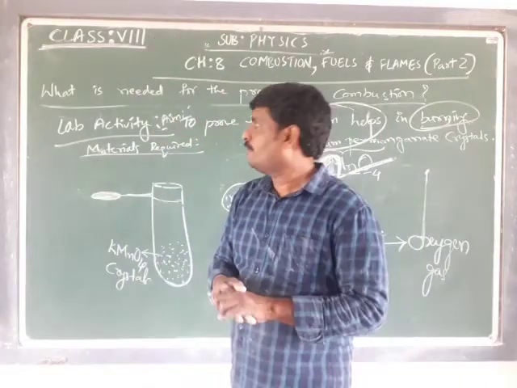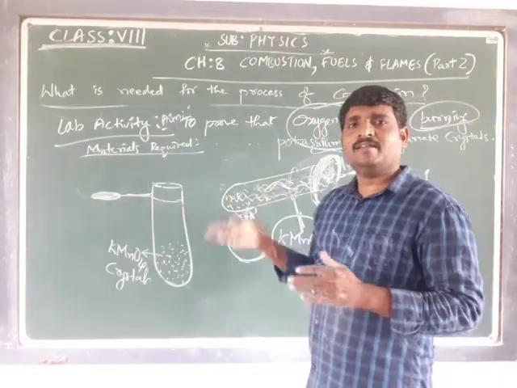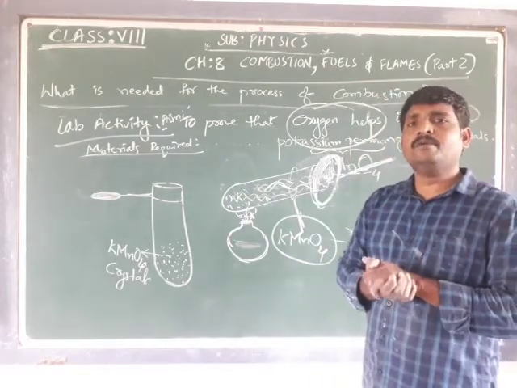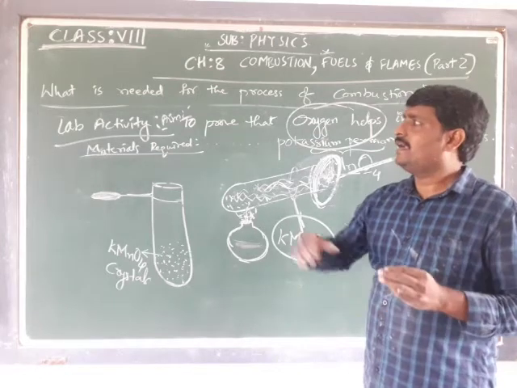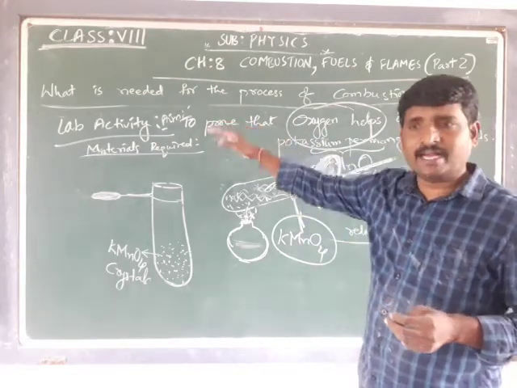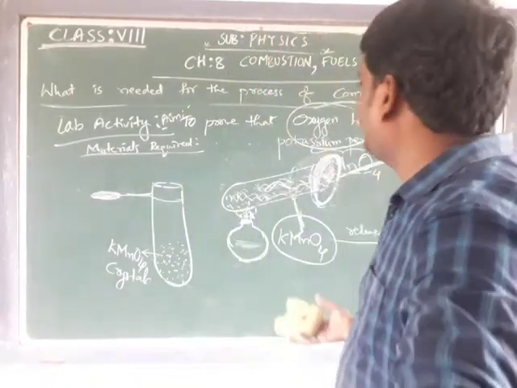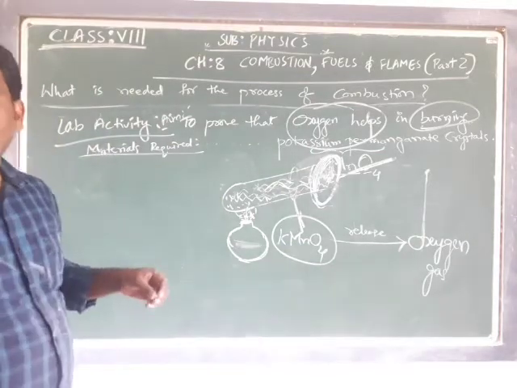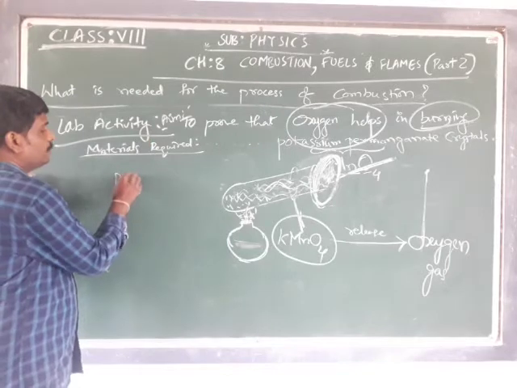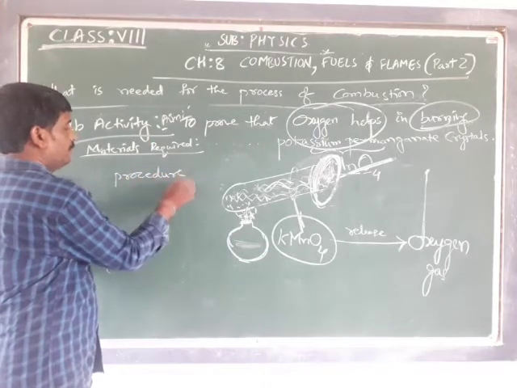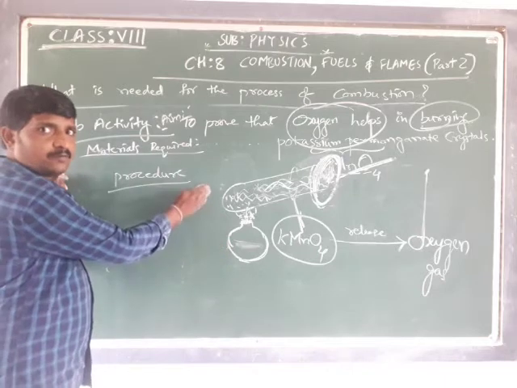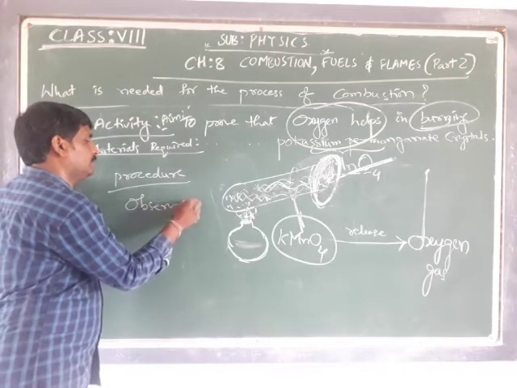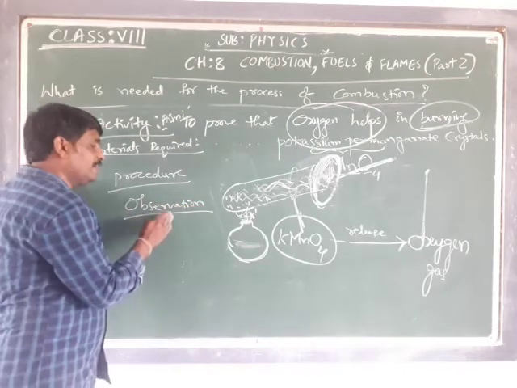As homework, you have to write this activity and the lab activity in your notes, which I am going to send through WhatsApp to help you with how to write. Keep in mind, whenever we write an activity or lab activity, it should have an aim, a material required segment, a procedure segment, which is what we are going to do in that activity, and an observation segment, where we write what we observe.